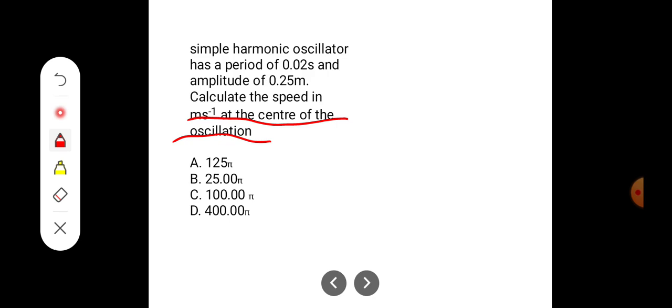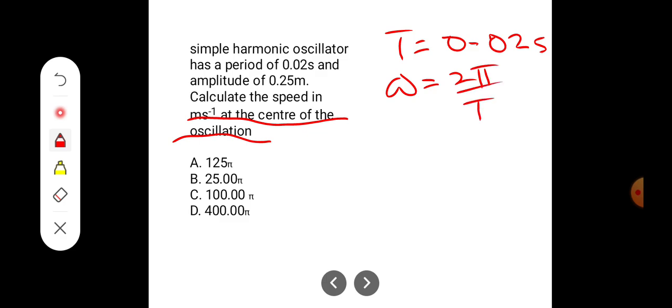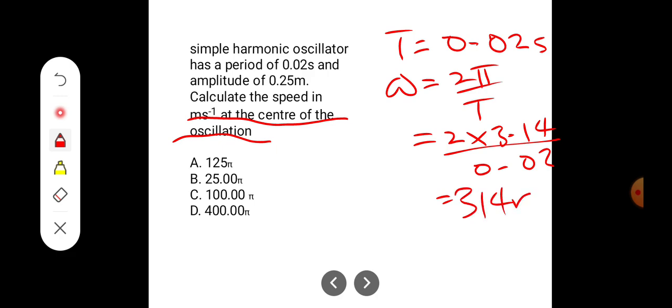But we are given the period to be 0.02 seconds. So the period T is 0.02 seconds. Now, the reason for the period is so that we can find the angular frequency, because angular frequency is 2 pi all over the period. So that's going to give us 2 times 3.14 divided by 0.02. If we divide that, that's going to give us 314. So we are going to have 314 radians per second.